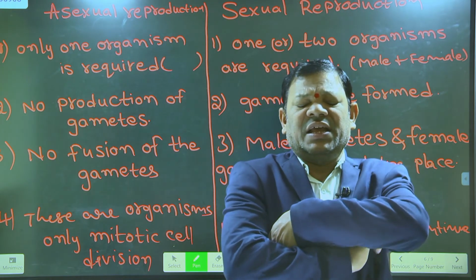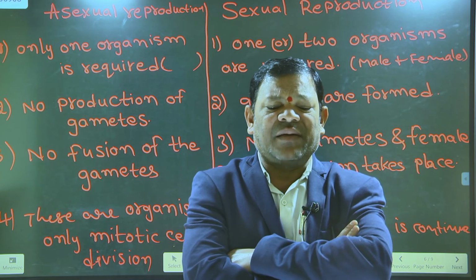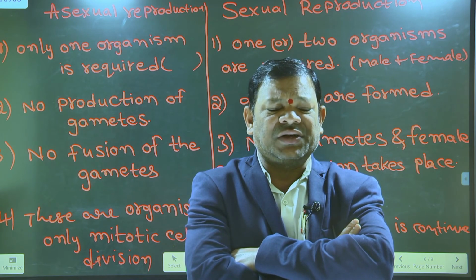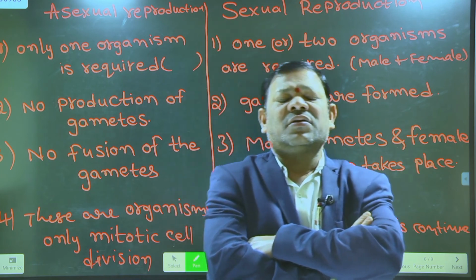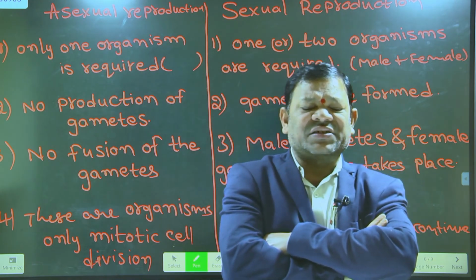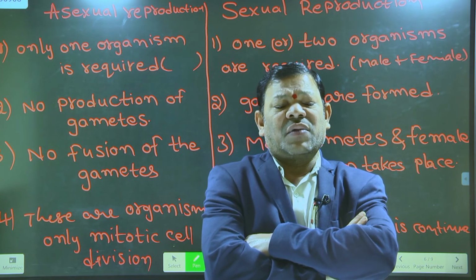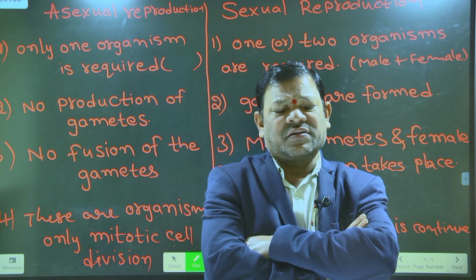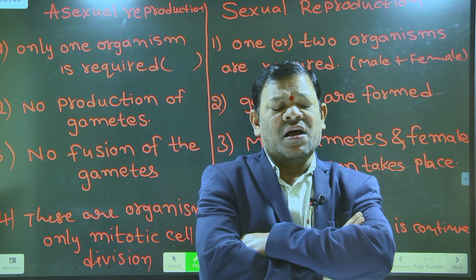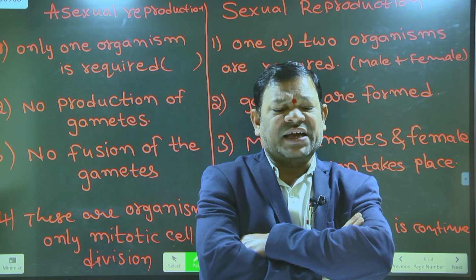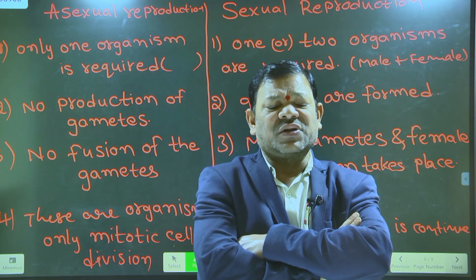If you are playing any games and injuries occur, how many days does it take to cure those injuries? 5 to 6 days. So which type of cell division is that? Mitotic division. What is the characteristic feature? The daughter cell has the same size, shape, structure and function as the parent.